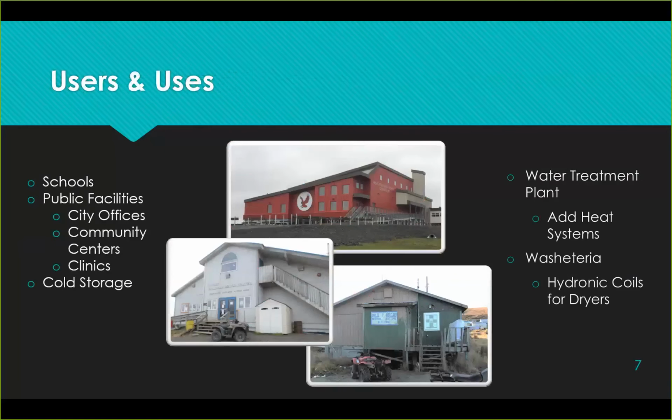So what are some of those users? Who might consider using this? We're going to look for high energy use buildings and communities, as they're going to be our best recipients of recovered heat. So schools, water treatment plants, and clinics are typically the largest consumers of energy in most of our rural communities. We also have things like washaterias, where even today a lot of our dryers use hydronic coils and have a huge demand for heat even in the summer.